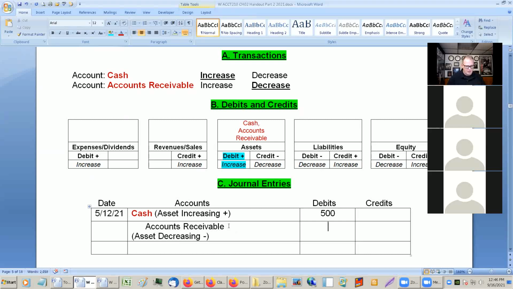You do not need to put that in. All you really need is the account. And that's the kind of beauty of this thing. You really just need these two accounts and their debits and credits, and that's it.